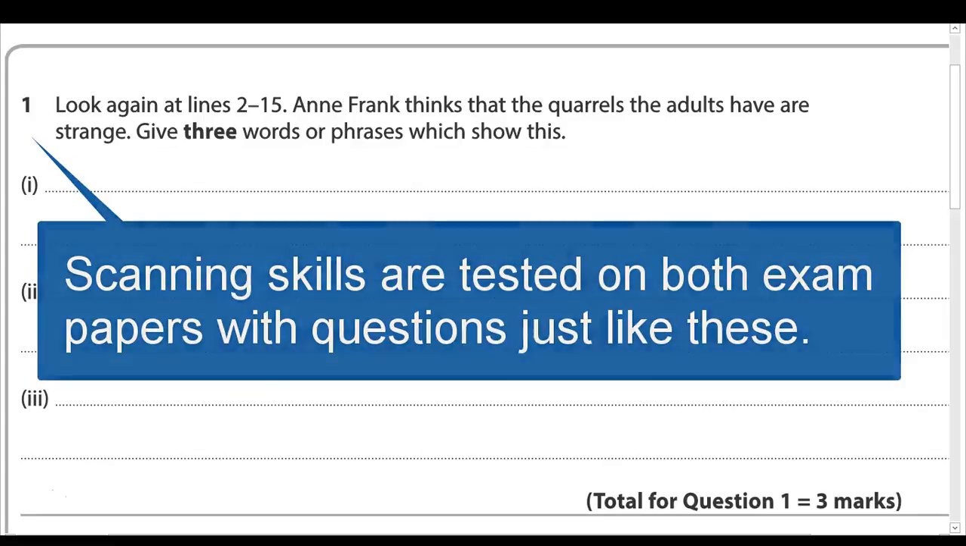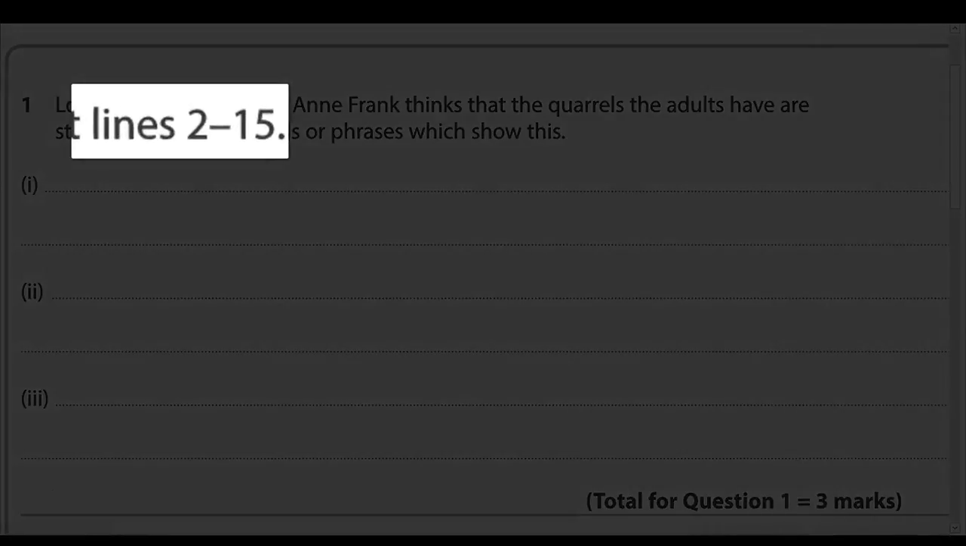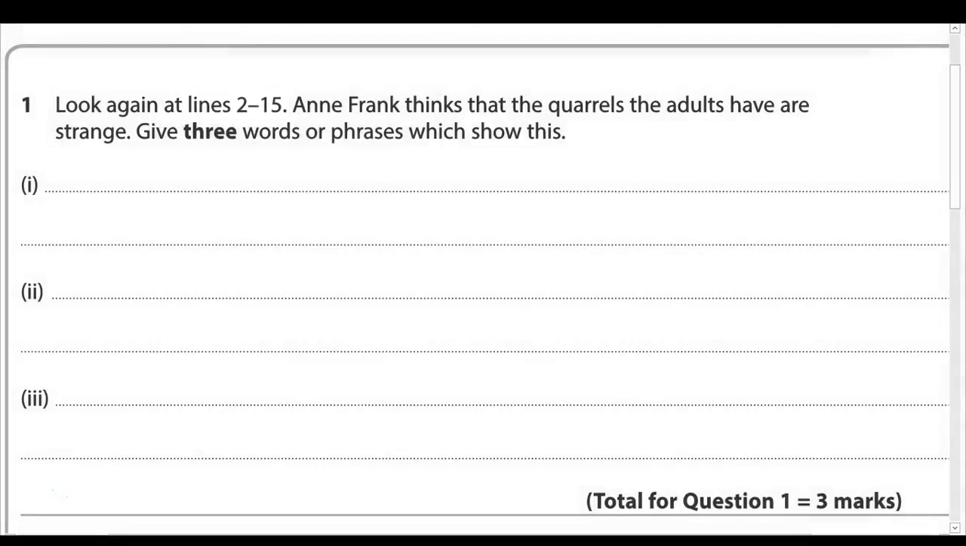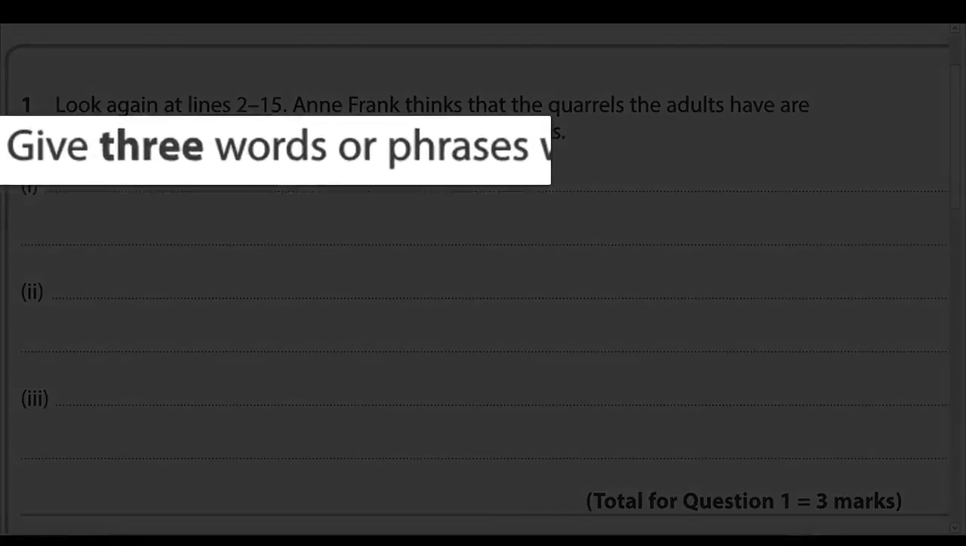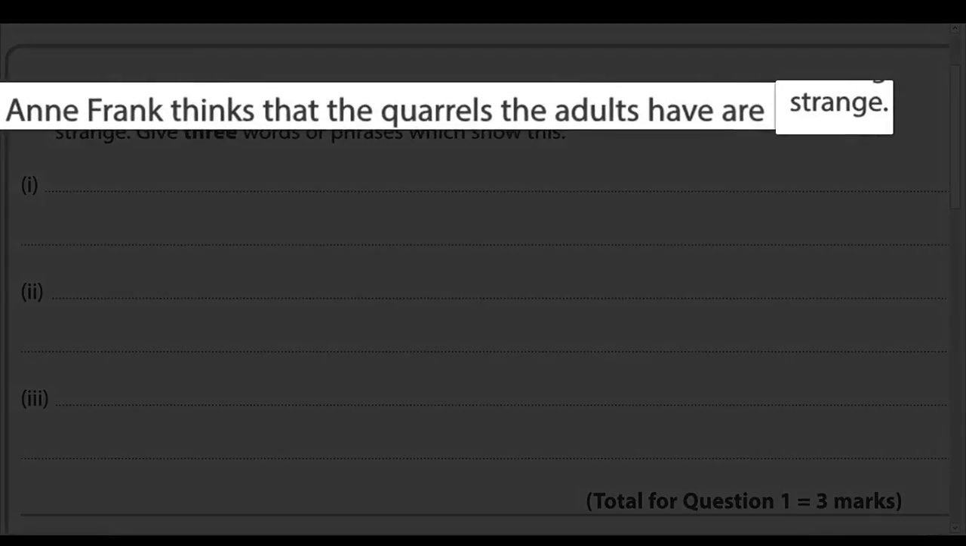And these kinds of questions ask you to look at a specific part of the text and find particular words or phrases related to a specific idea or theme or character. So in this question we're being directed to lines 2 to 15, and the text we're dealing with is an extract from the diary of Anne Frank, and we are being asked to give 3 words or phrases which show that Anne Frank believes that the quarrels that the adults are having are strange.